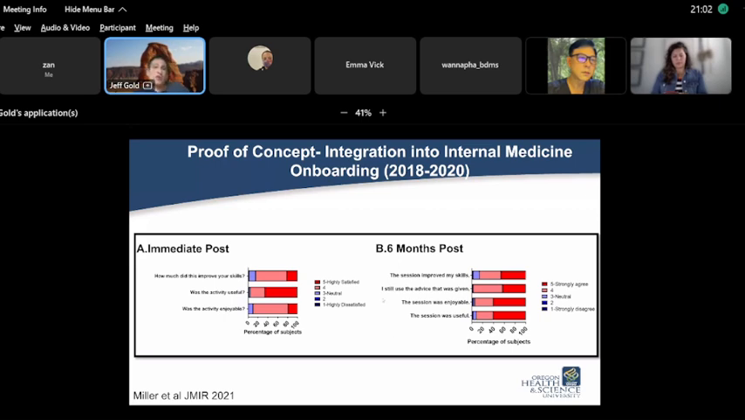This is our Kirkpatrick Level 1 results, which is their reaction. How much did this improve your skill? Again, 90%, 80% of people said very or highly satisfied. Was it useful? Almost everyone said so. Was it enjoyable? Everyone said so.